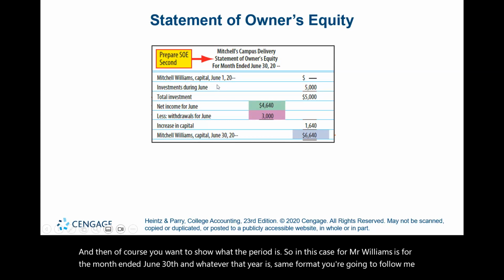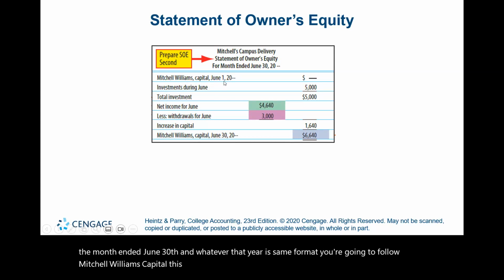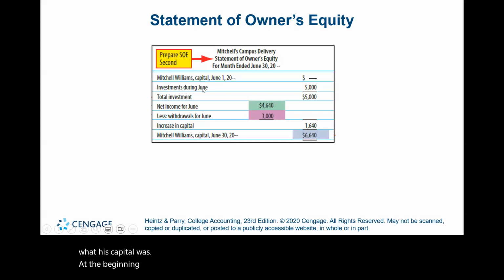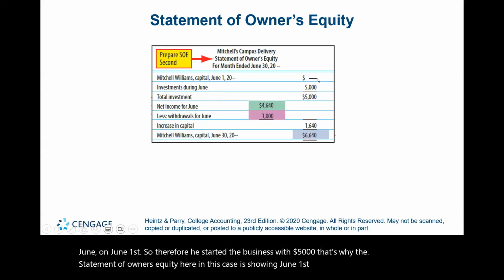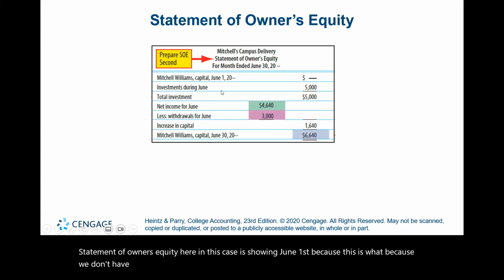Mitchell Williams, Capital. This is always going to list the first of the month. So this is going to be what his capital was at the beginning. Investments during the period. So we know that this business started on June 1st. Therefore, he started the business with $5,000. That's why the statement of owner's equity here in this case is showing June 1st, because we don't have a balance yet, but we invested on June 1st, $5,000.